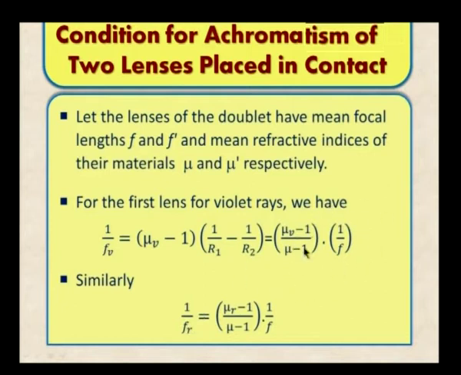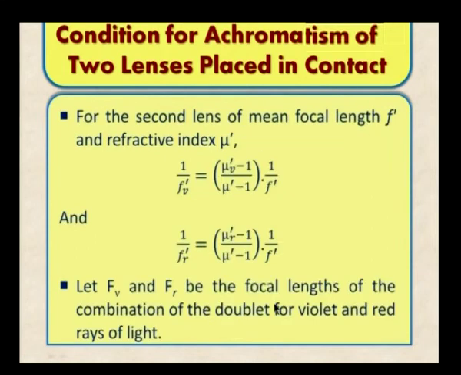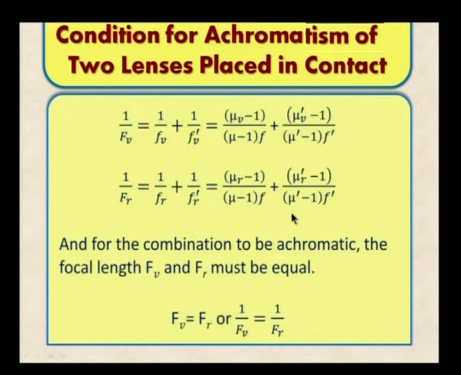Mu v minus mu 1 here, mu r minus mu 1 in the numerator, other things are the same. Now, you can try to have 1 by Fv prime equal to mu v prime by mu prime, where mu prime is the refractive index for the second lens of focal length f prime, and you get an expression of this kind. And 1 by Fr prime will be equal to mu r prime by mu prime multiplied by 1 by f prime. This kind of mathematics will lead you to the ultimate expression.